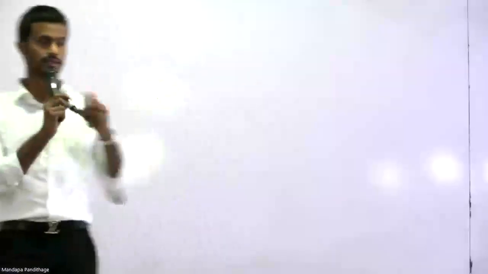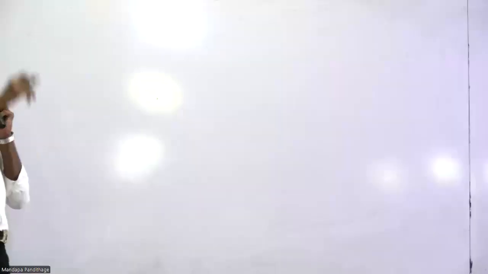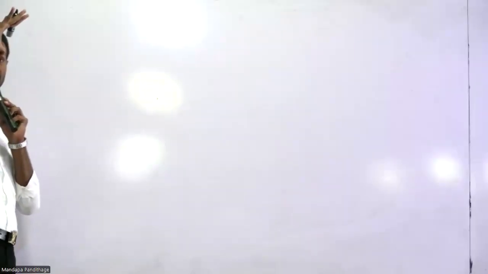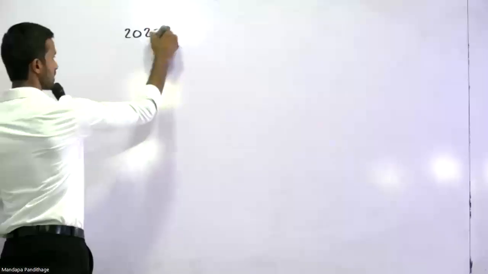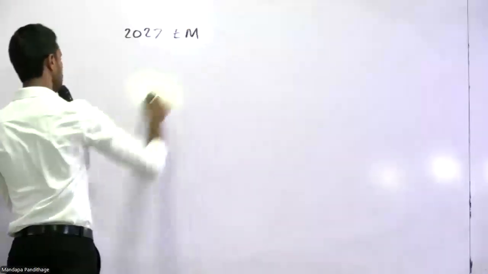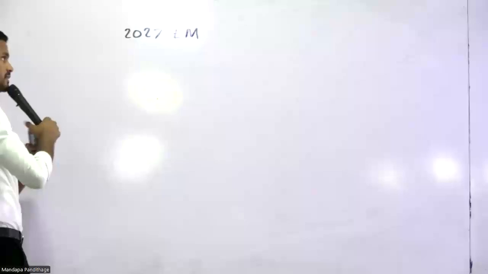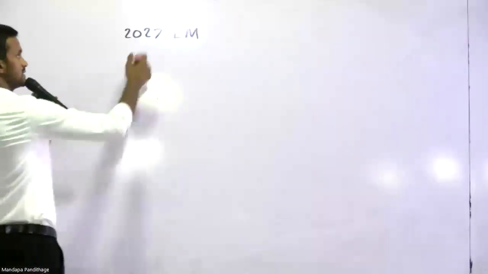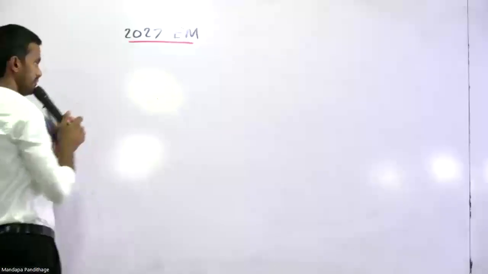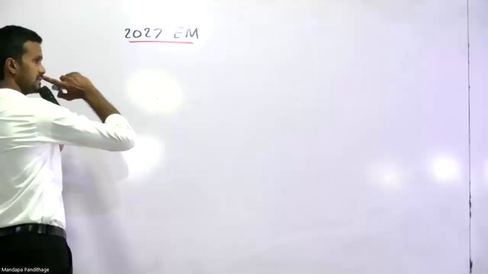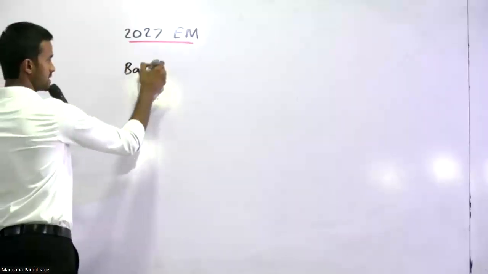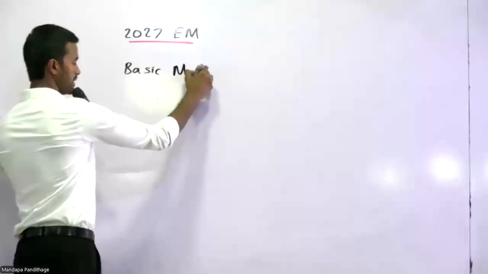So far in the English medium class, we have mainly worked with 4 units. What we have done so far is we started with basic mathematical concepts.